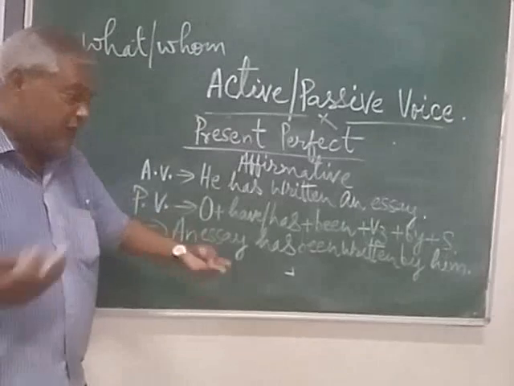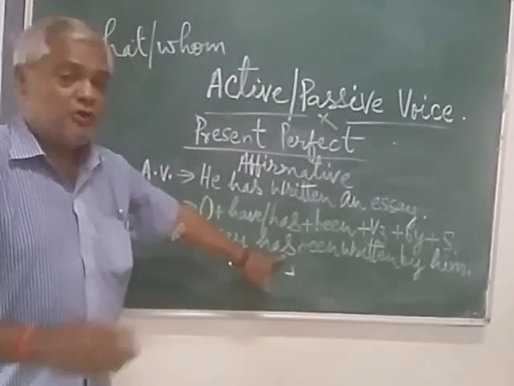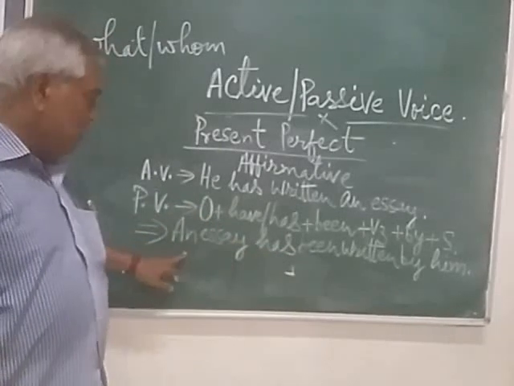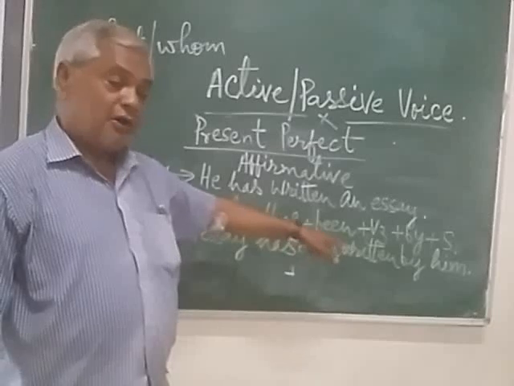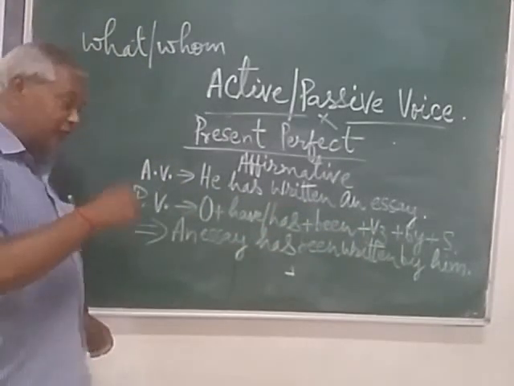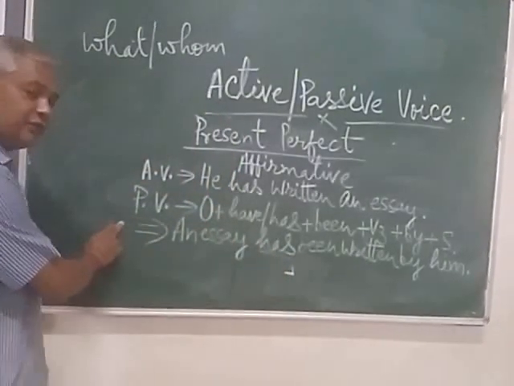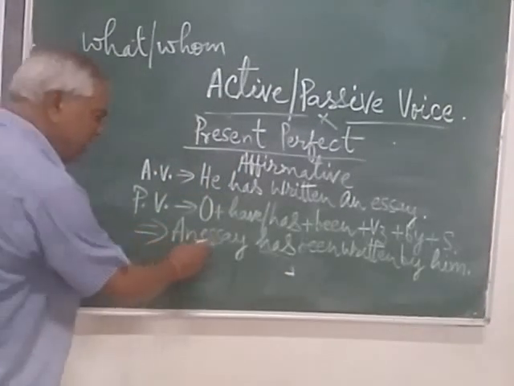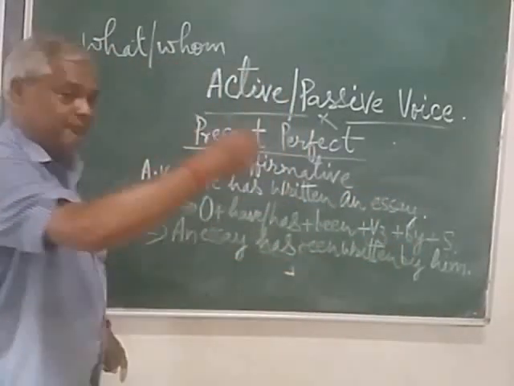What would be the negative sentence? Just after the first helping verb has, you apply the word not. So: an essay has not been written by him. What will be the interrogative sentence? The first helping verb should be written first. Has an essay been written by him?